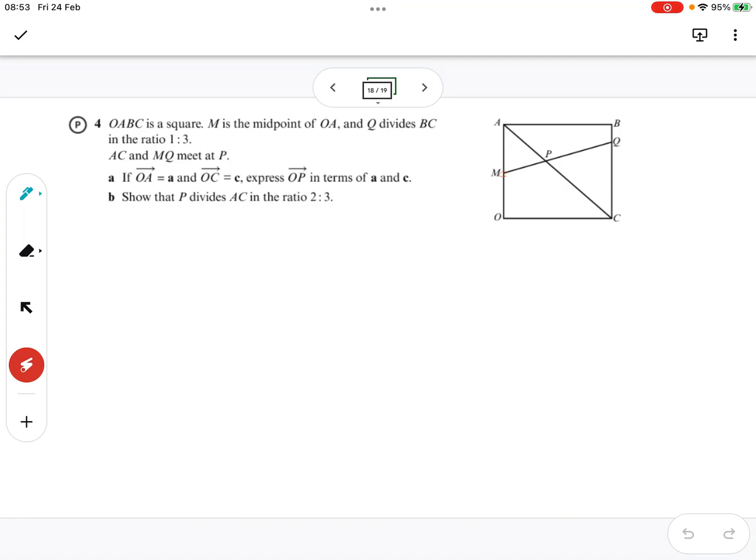M is the midpoint of OA, and Q divides BC in a ratio of 1 to 3. So that's 1/4 and 3/4. AC and MQ meet at P. If OA is A, so that means all of that's A, which means that's a half A, and this is a half A. And OC is C.